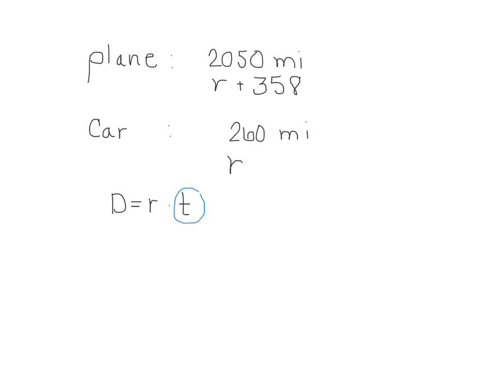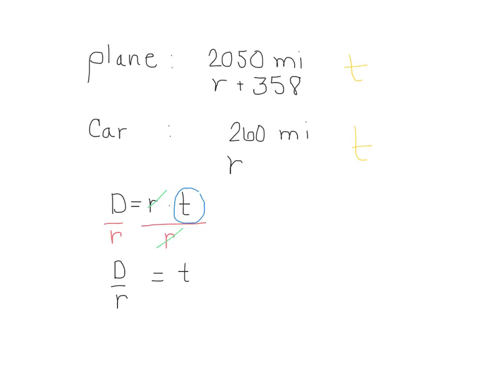So to solve this equation for time, we're going to need to divide both sides of the equal sign by rate. That will allow us to cancel our r's, and we'll have time alone. Time is equal to distance divided by rate. Now remember, the time here is the same as the time here. So the time that it takes the plane to go that far is the same as the time that it takes the car to go that far.